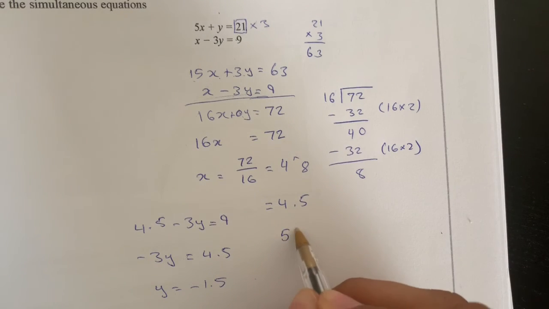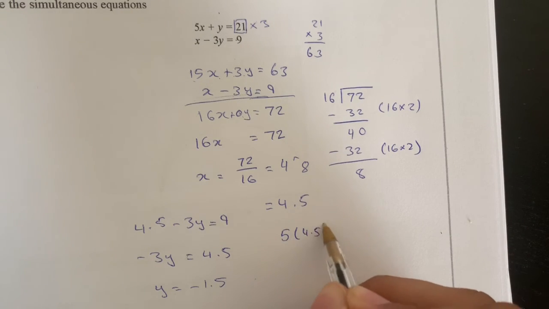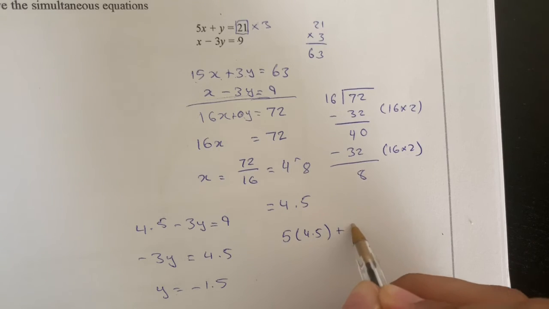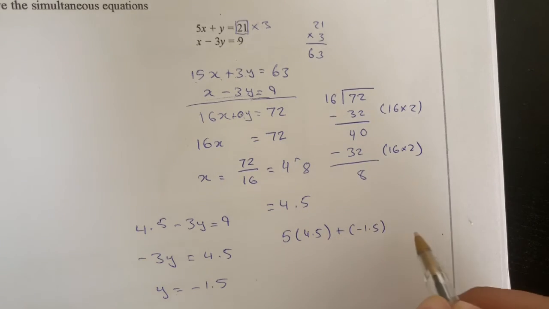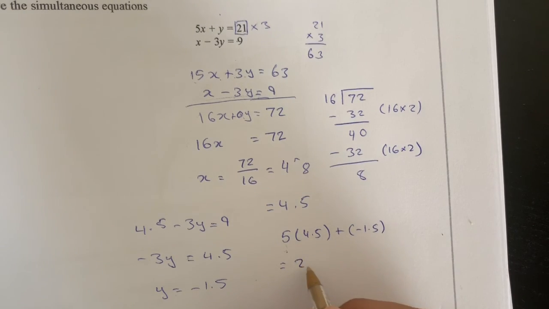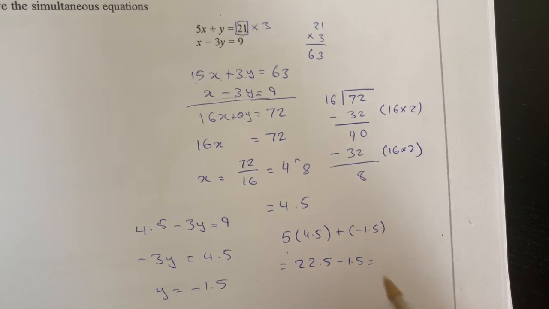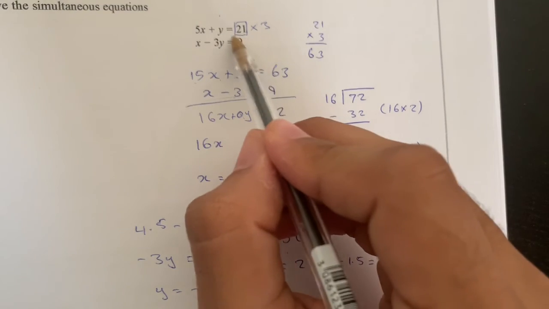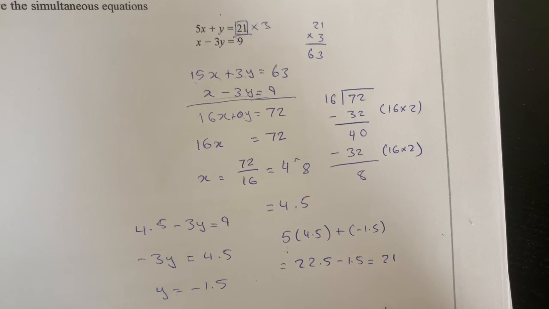So 5 times 4.5 plus minus 1.5. This gives us 5 times 4 is 20, 5 times 0.5 is 2.5, so this will give us 22.5 minus 1.5, which gives us 21, and as you can see, that is the correct answer. So we can put in 4.5 and minus 1.5.